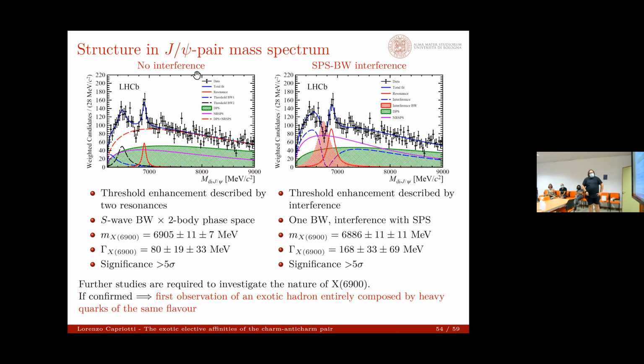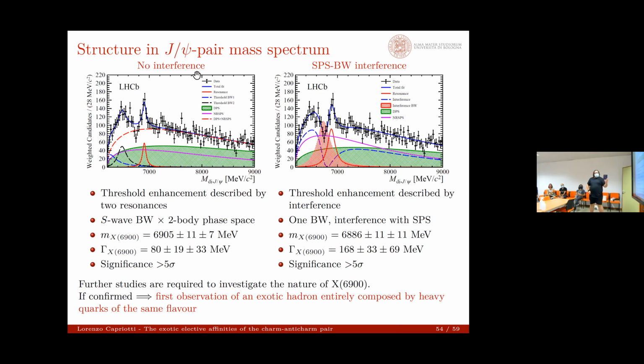And if this state is confirmed, this will be a first observation of an exotic resonance which is entirely composed of heavy quarks, and not only entirely composed of heavy quarks, but heavy quarks of the same flavor. So this will be a 4-charm tetraquark. This is quite interesting. It's the first time we actually observe a 4-charm tetraquark.